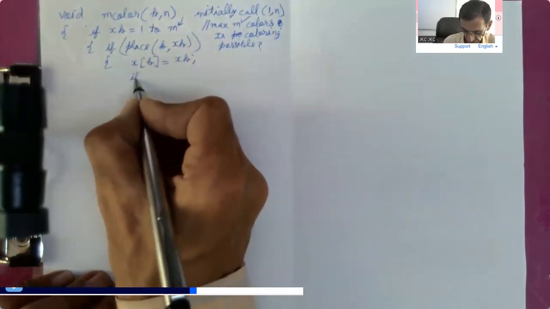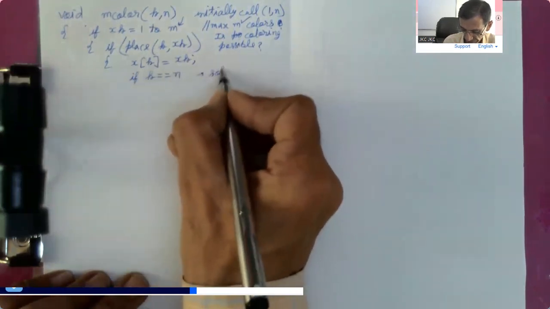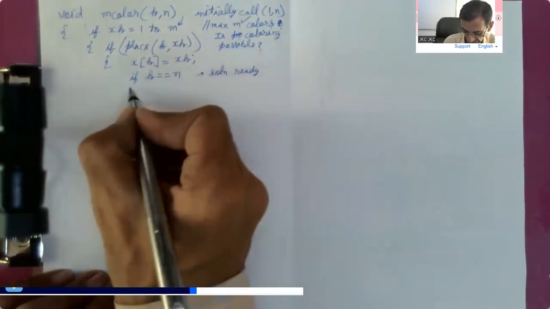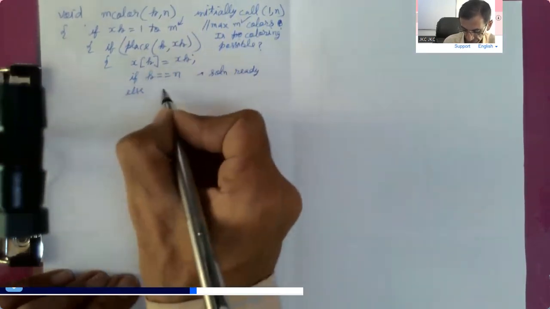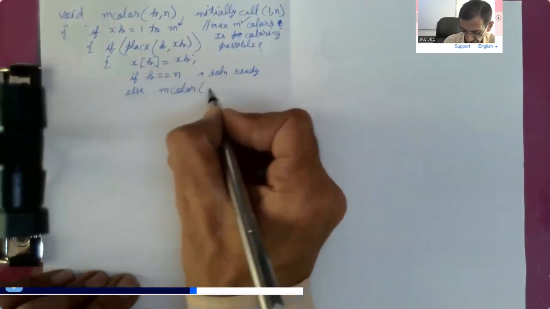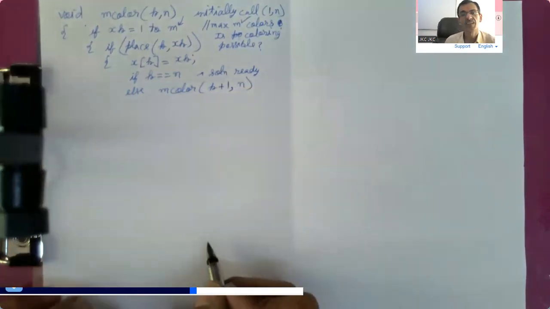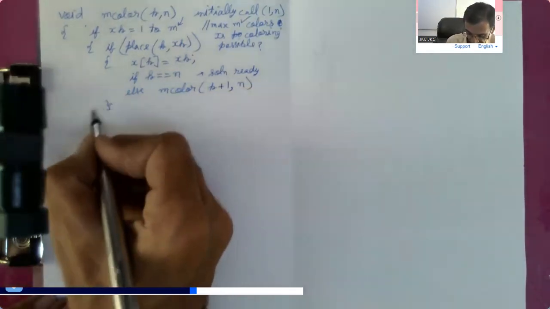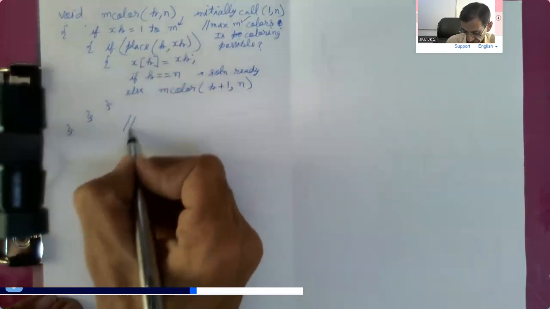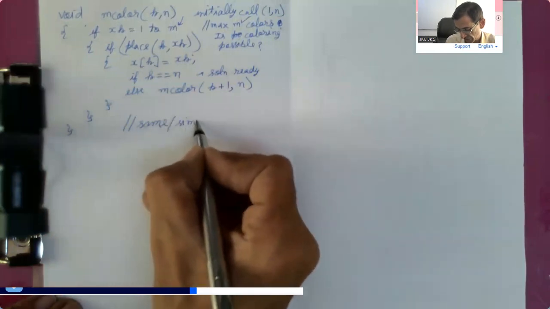So I'll first check if I have reached the final solution. Solution is ready, nothing else to do. Print that answer, or the colors are ready. Else what? Else I have to recurse. Recurse to whom? Give a possible color to the K plus first vertex. Now, having said that, just recall that this code is effectively more or less the same or similar to the N queen function.